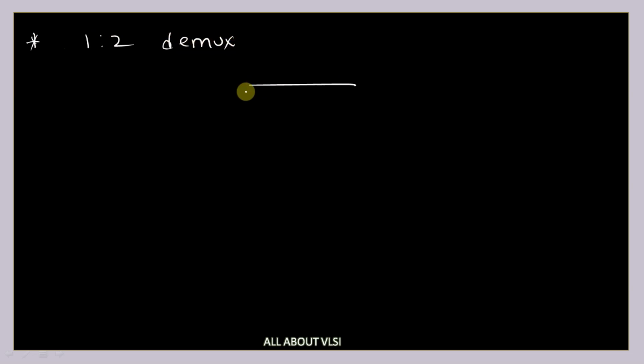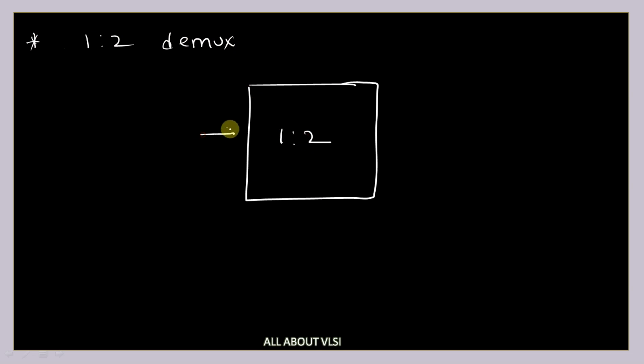Let us see the block diagram first. This is your 1 to 2 demux, which has one input and two outputs like this. Let us represent the outputs as y0 and y1. You will have one select line s, and let's say the input is I.